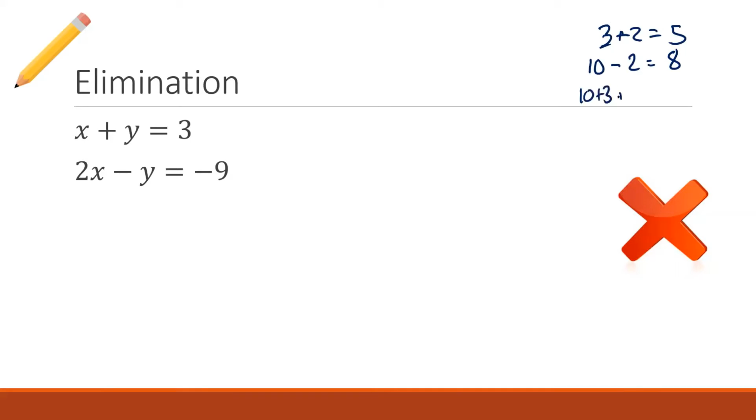plus 2 minus 2 equals 5 plus 8. 10 plus 3 is 13, plus 2 is 15, minus 2 is 13. 5 plus 8 is 13. So ultimately what we've done is this 2 here cancels out. We end up with 10 plus 3 equals 5 plus 8, which is 13.